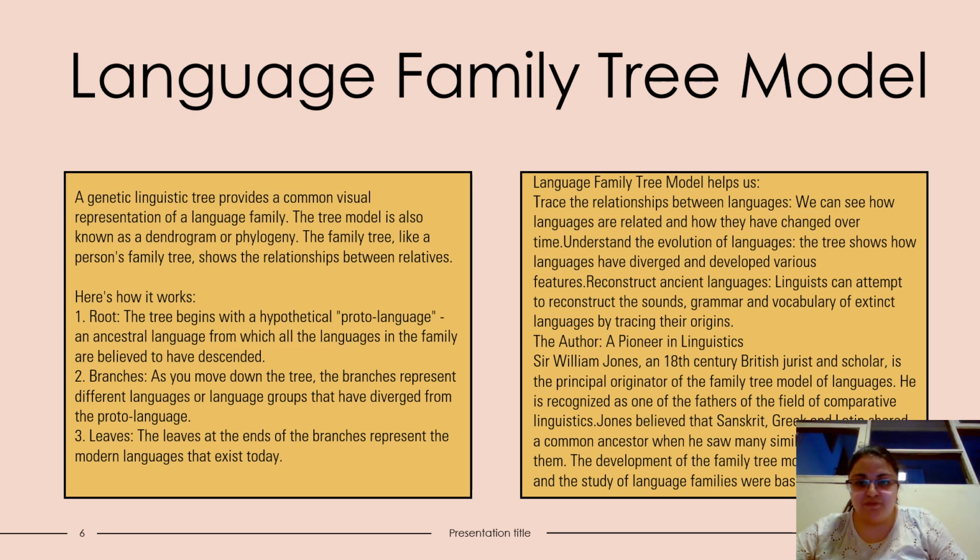A pioneer of linguistics, Sir William Jones, an 18th-century British jurist and scholar, is the principal originator of the family tree model of languages. He is recognized as one of the fathers of the field of comparative linguistics. Jones believed that Sanskrit, Greek, and Latin shared a common ancestor when he saw many similarities between them. The development of the family tree model of languages and the study of language families were based on his work.